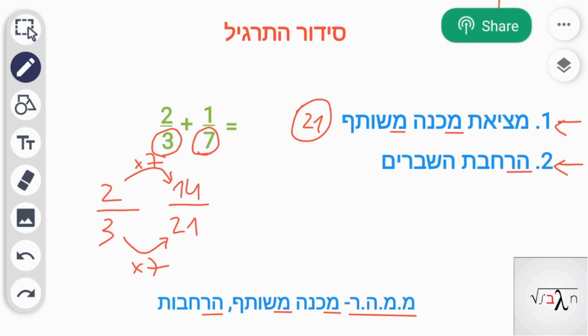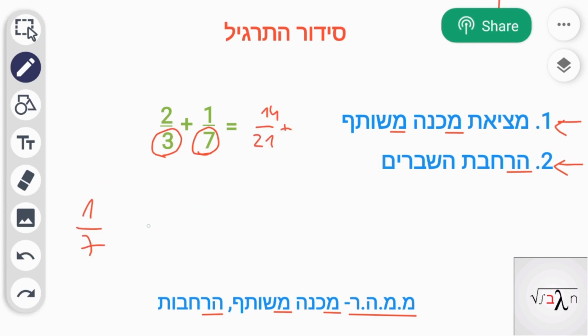We'll do the same for 1/7. Let's take 1/7 and extend the denominator to 21, because 21 is the common denominator. The multiplication will be by 3. And we'll do the same for the numerator, and multiply by 3. 1 times 3 equals 3. Now we'll do the calculation. 14 over 21, plus 3 over 21, will give us 17 over 21.